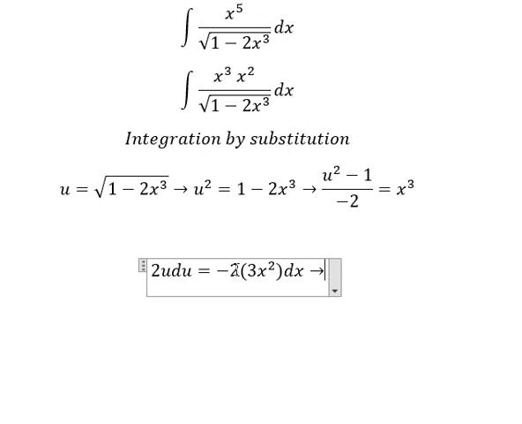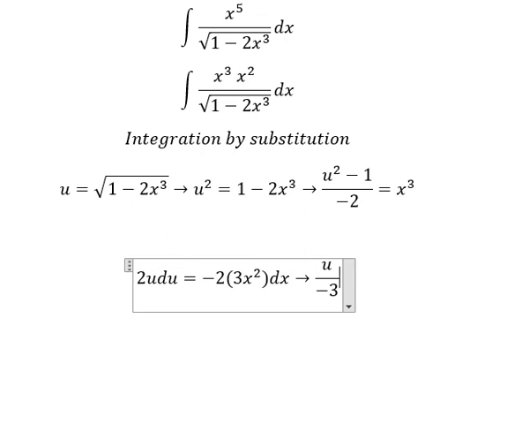Next, because we don't have negative 2 and 3, we need to divide both sides by negative 6, and now we have u over negative 3.